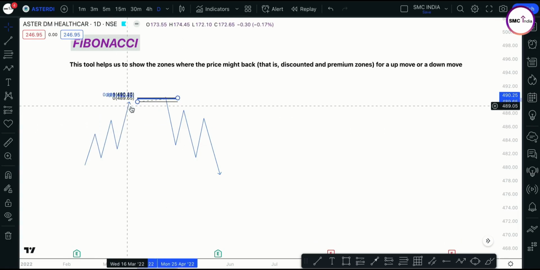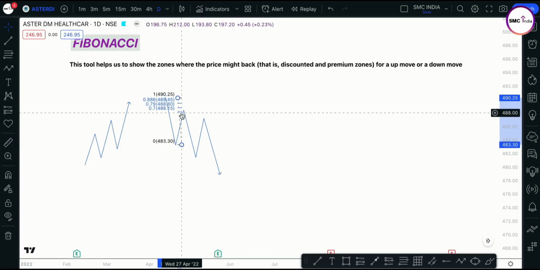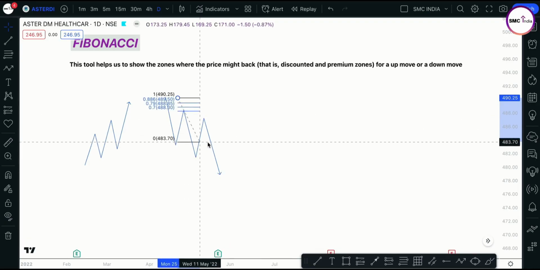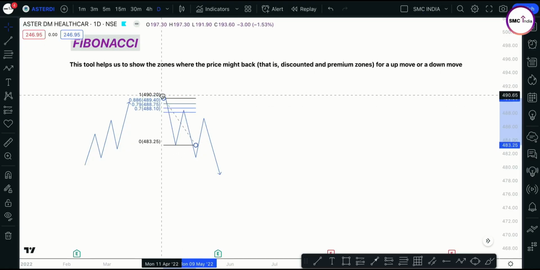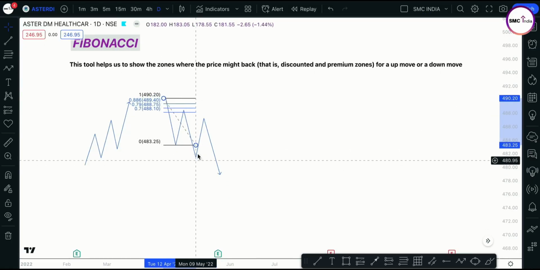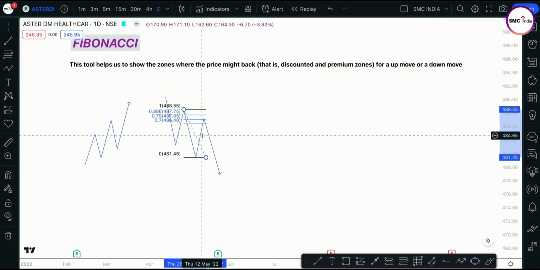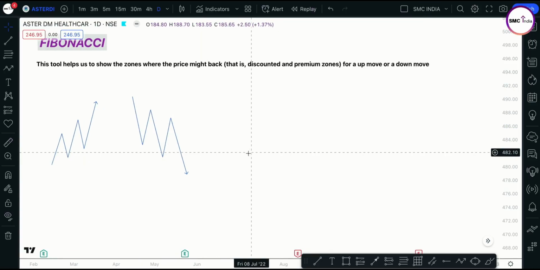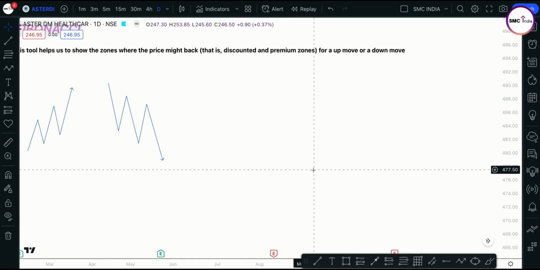Again for the supply zone, what the price does is that it comes back, you can see it comes back to this zone, shoots down, again it comes back to this zone, shoots down. So this is how the Fibonacci tool is used to mark the proper order blocks.